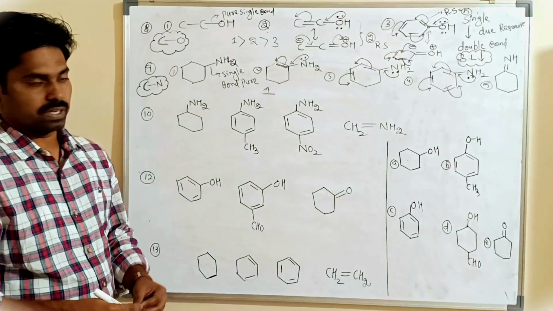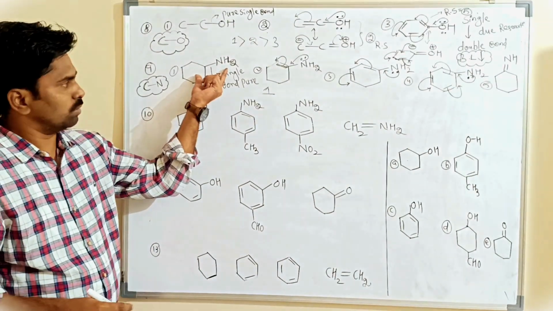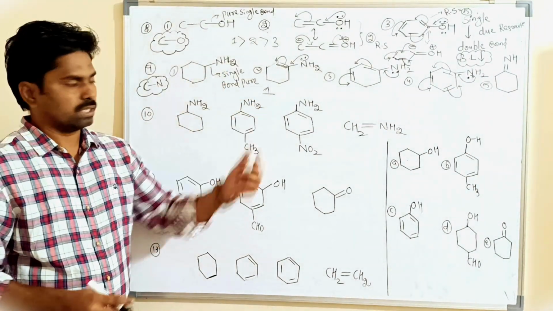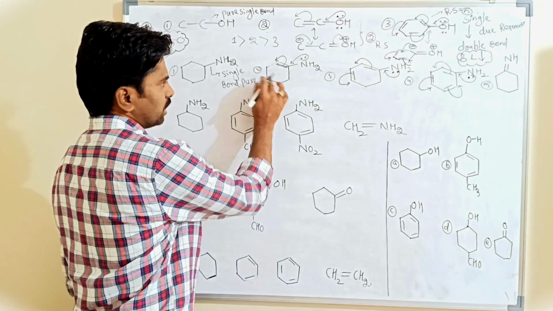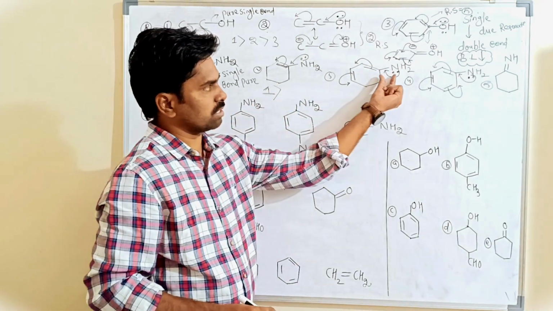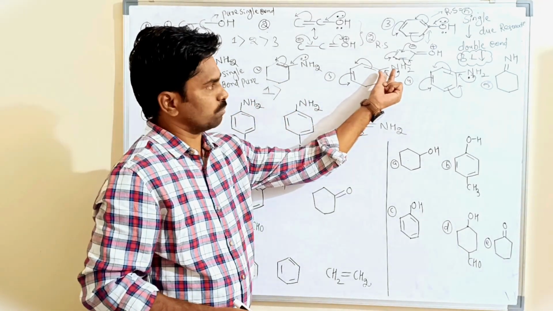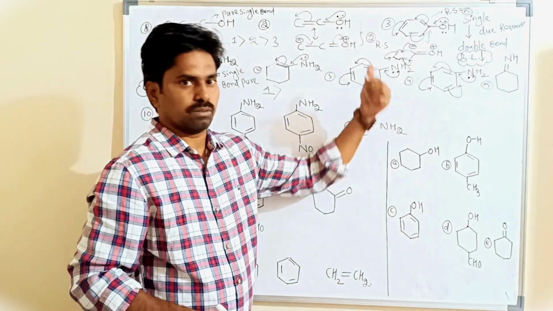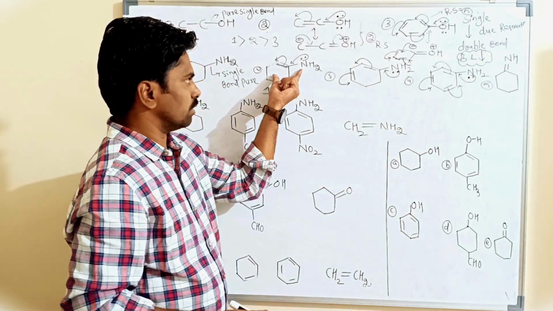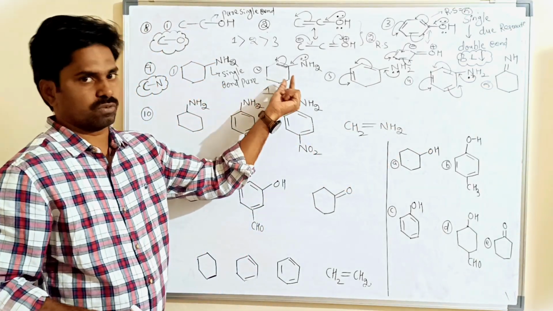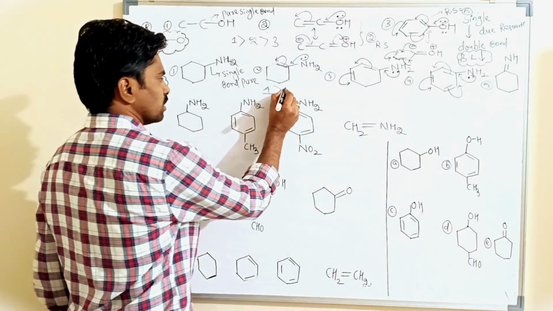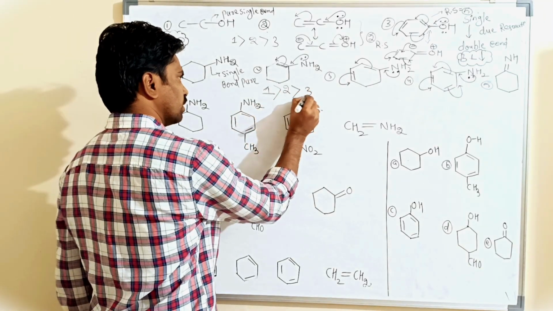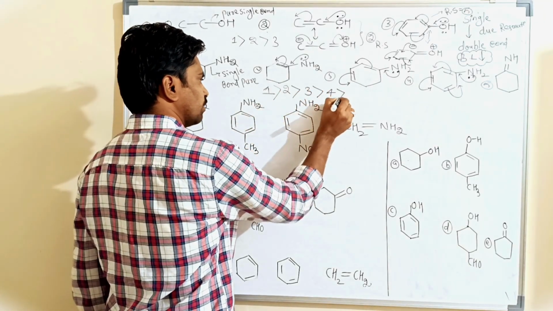Obviously, where there is a single bond between the carbon and nitrogen, that will have the longer bond length. And come to the second and third options: the double bonding nature is in excess, so the partial double bond is present more of the time. So finally, second number, then third, then fourth, then fifth.